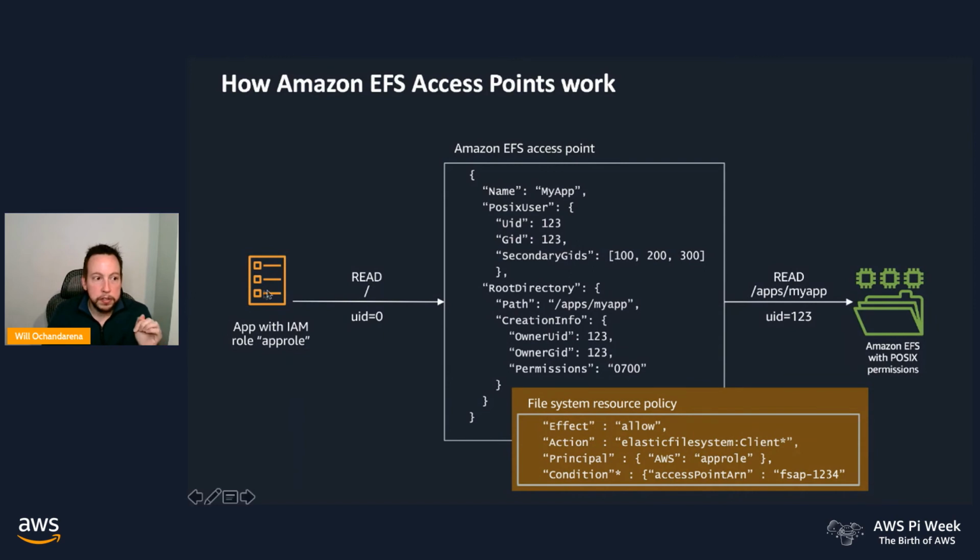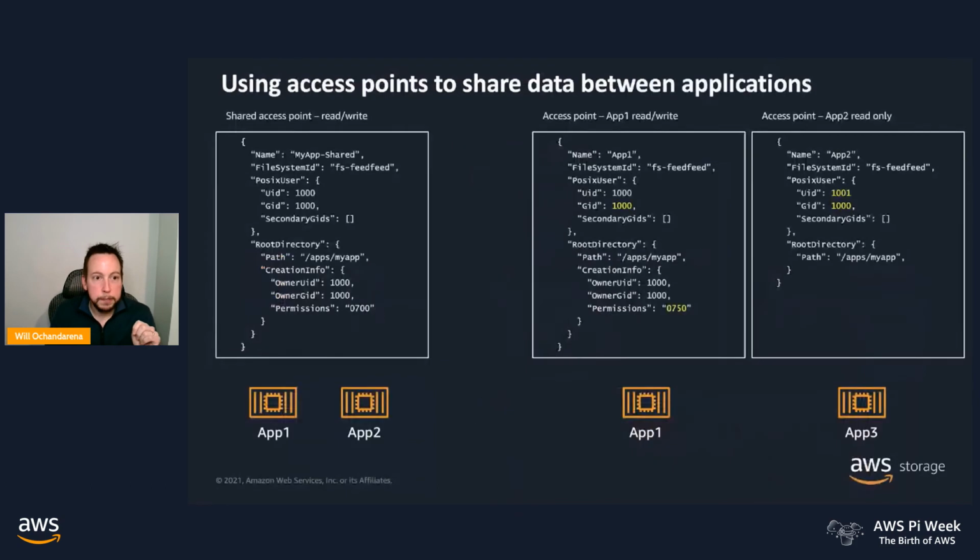So again, how it works: your application can be running as root for all we care. It's going to pass through that access point, and it will be the user ID that we say it is in the access point. And to make sure that applications mount the file system with the access point you want it to, you can use the IAM policy using condition keys. So you can say this application or this IAM role can mount this file system, but only using this access point ARN. And the approximate syntax is there. Check the docs because I'm missing a few curly braces for space.